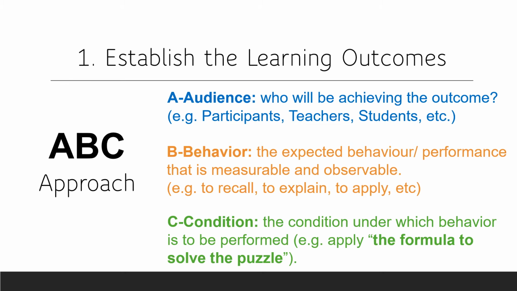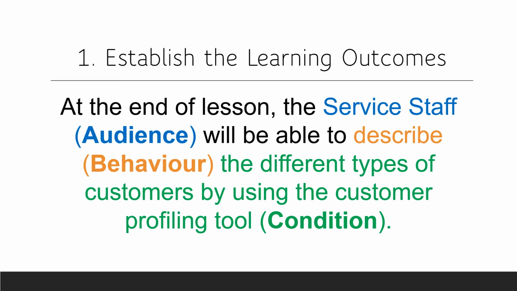Now let's see how we can use the ABC to write a learning outcome for a customer service training for a group of retail service staff. We'll begin with: at the end of the lesson, the service staff, which are the audience, will be able to describe, and this is the expected behavior, the different types of customers by using the customer profiling tool, and this is the condition.